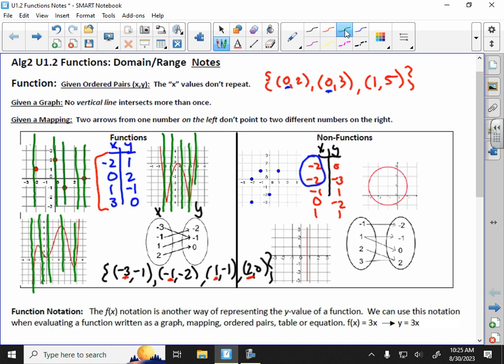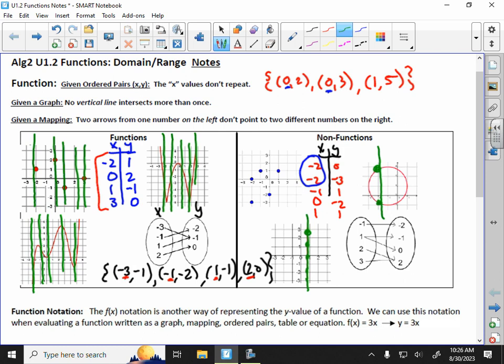All right, if we look at some of these other graphs, this circle right here, here's a vertical line drawn, and I can pick up 2 points at once with one vertical line on this graph, so this is not a function. This vertical line right here, I draw a vertical line through a vertical line, I intersect in an infinite number of points, so this is not a function.